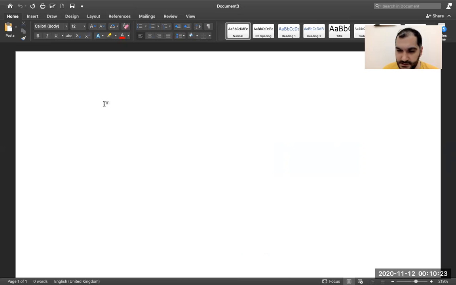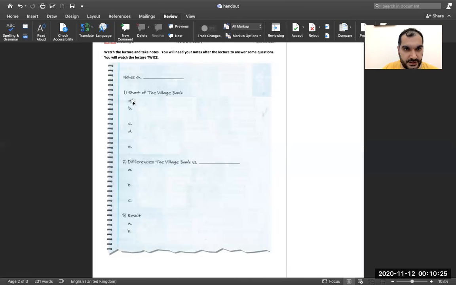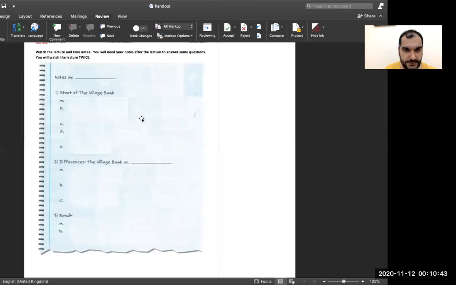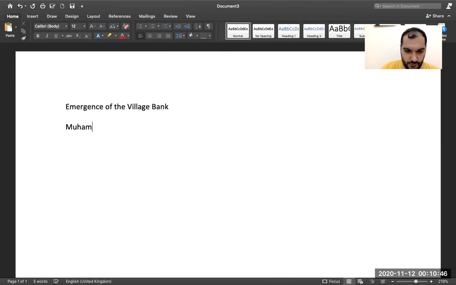And the topic is notes on the emergence of the village bank. See, you can note down the village bank, the appearance of the village bank. Okay, the start of the village bank, and Muhammad Yunus, an economics professor in Bangladesh. You can also write prof in economics.